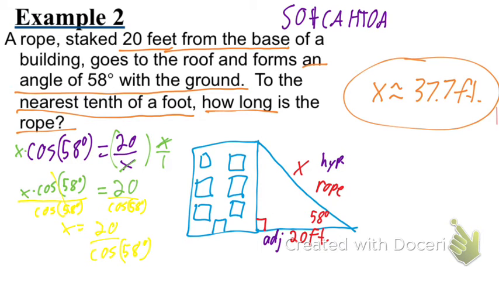There's a much simpler way on the iPhone calculator. What did you do on the iPhone calculator? You put 20, divided by 58 cosine. Did it work for you? It does work. I'm surprised that worked.